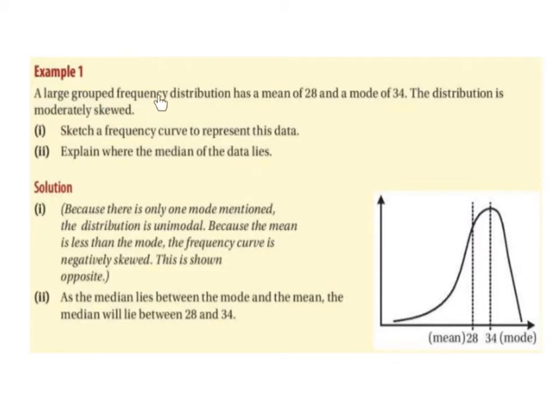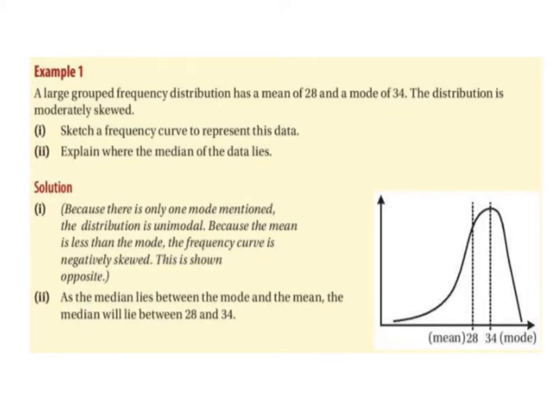A large grouped frequency distribution has a mean of 28 and a mode of 34. The distribution is moderately skewed. Part 1. Sketch a frequency curve to represent this data. Because there's only one mode mentioned, the distribution is unimodal, so there's one high point. Because the mean is less than the mode, the frequency curve is negatively skewed.